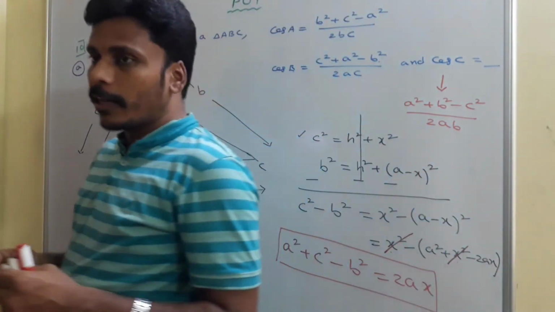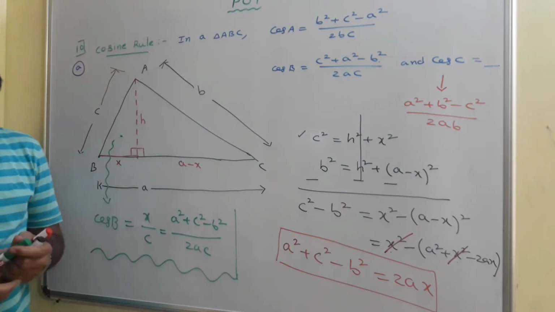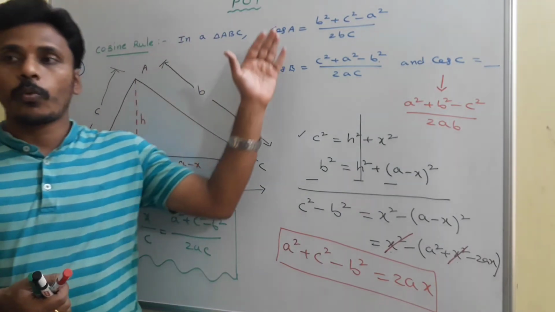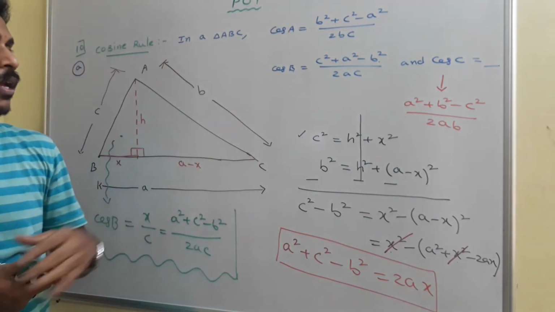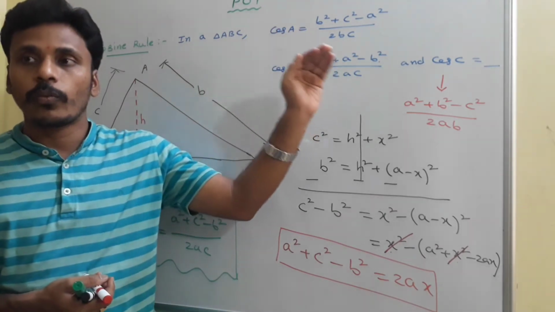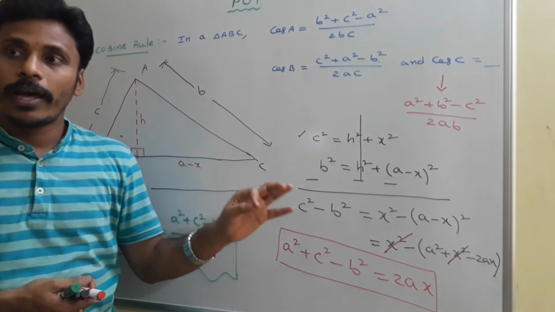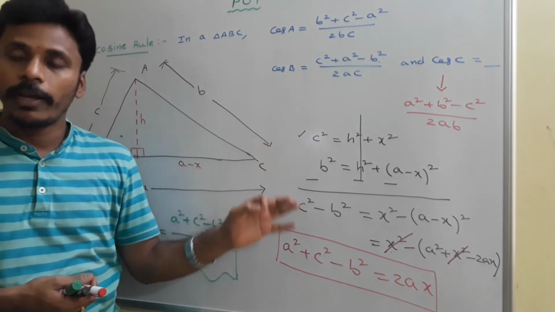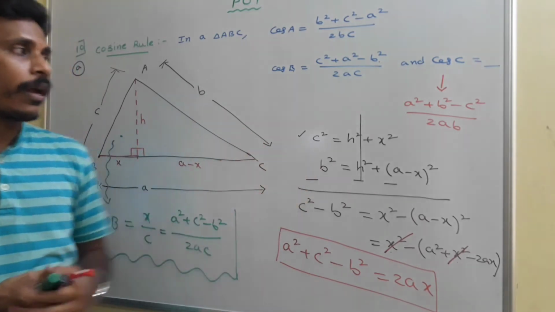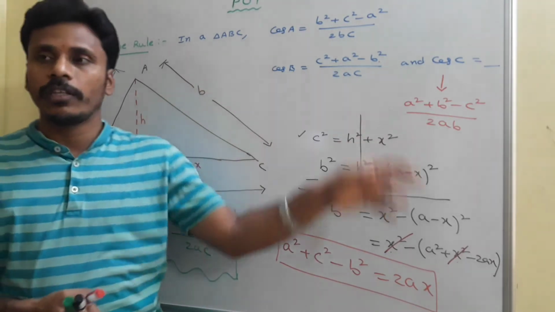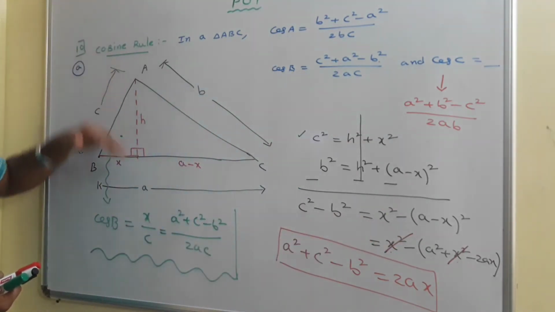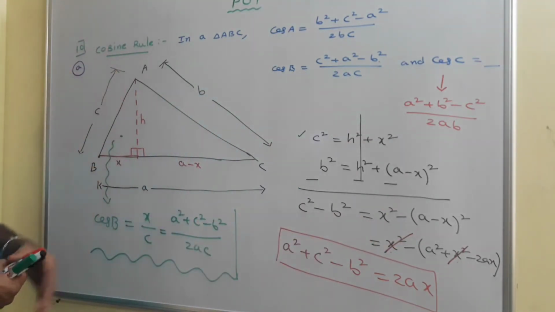Just have a look once again. The cosine rule is that cos A is b square plus c square minus a square by 2bc. Cos B is c square plus a square minus b square by 2ac. And cos C is a square plus b square minus c square by 2ab. Okay? Right. And now to prove any one of these three, you just draw a perpendicular, an altitude from a vertex to the opposite side.